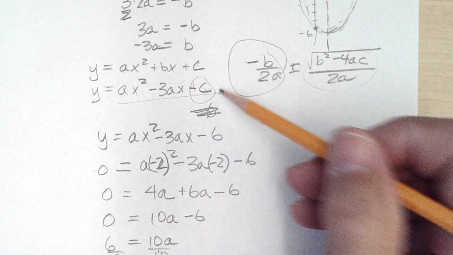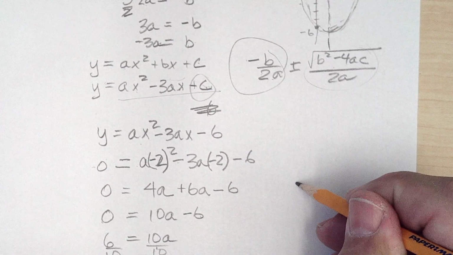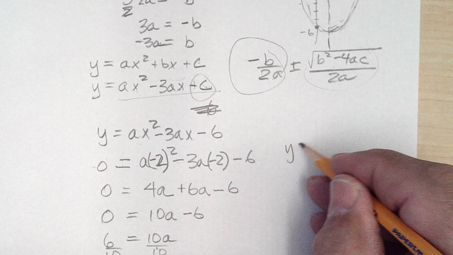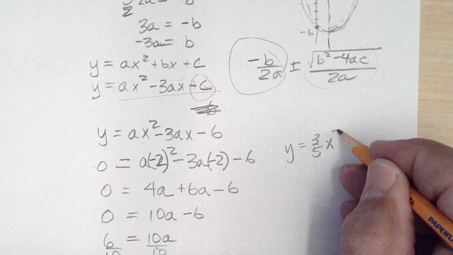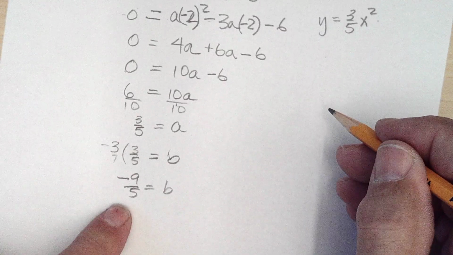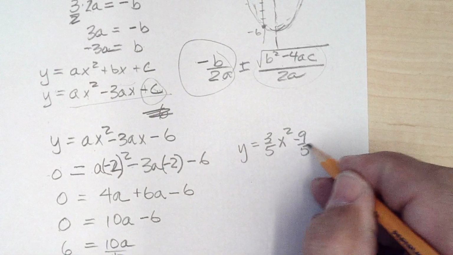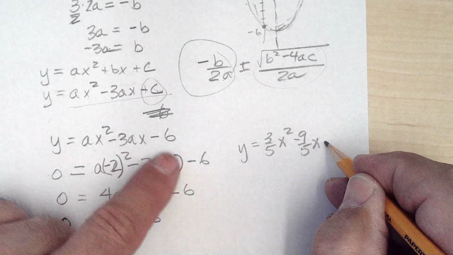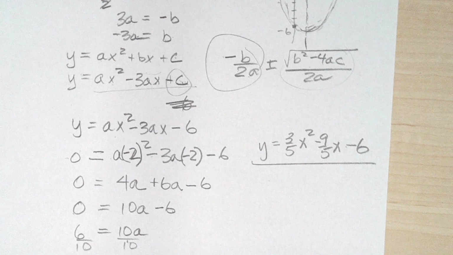So the equation for the parabola here would be y equals 3/5 x squared minus 9/5 x, and c is negative 6. That's one way to do this. Now let me show you another way to get it.